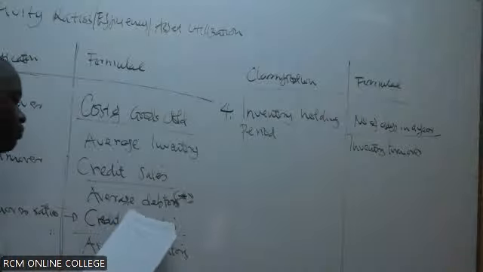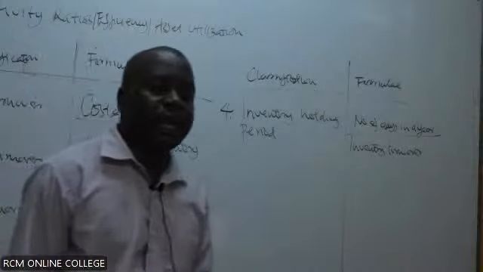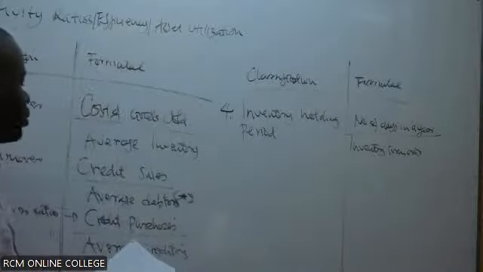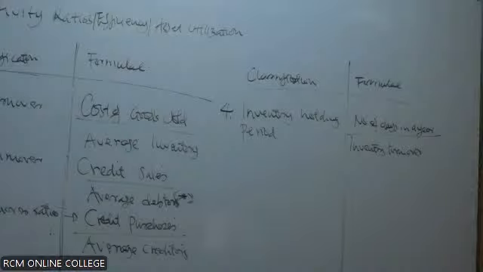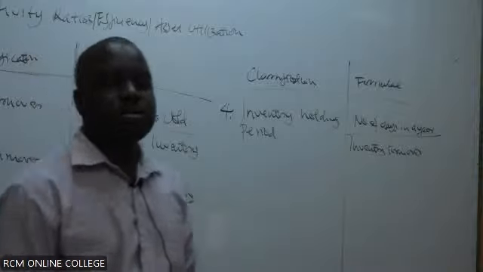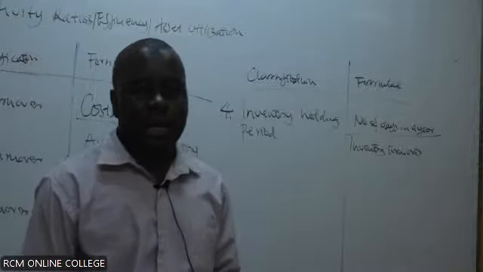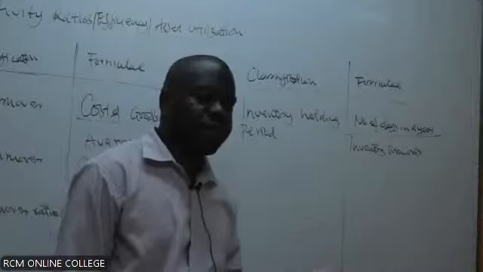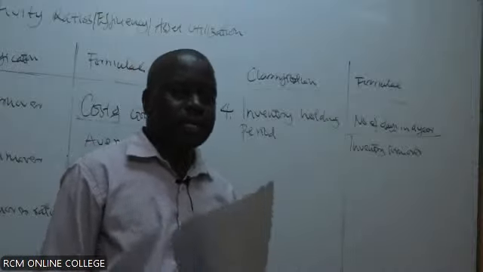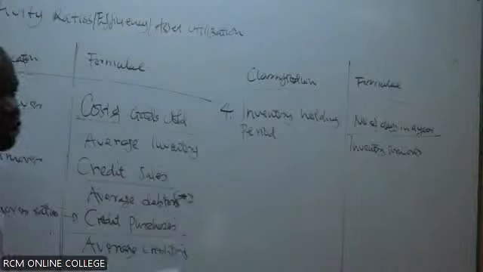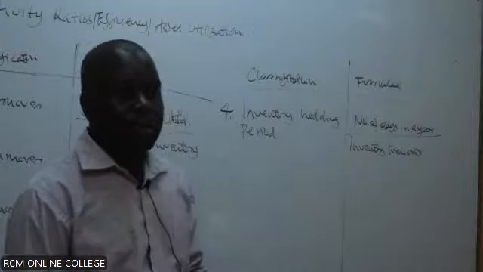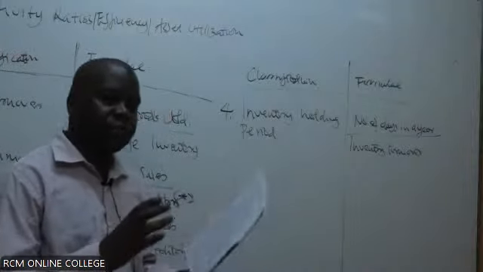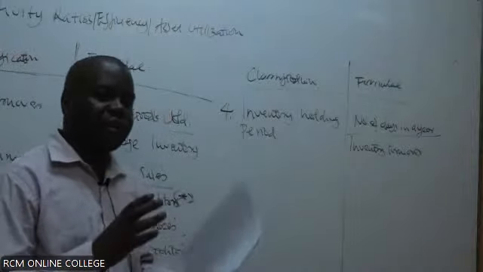Just pick the figure of debtors in the statement of financial position, or creditors in the statement of financial position. Of course, in this case, it will be indicated as payables. Just pick the figure of trade payables in the statement of financial position, or trade receivables in the statement of financial position. Don't start looking for opening and closing. Just pick the figure in the statement of financial position as it is.